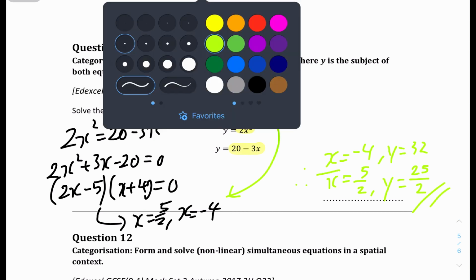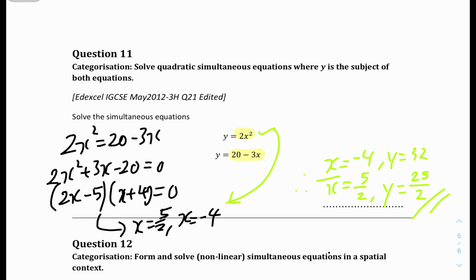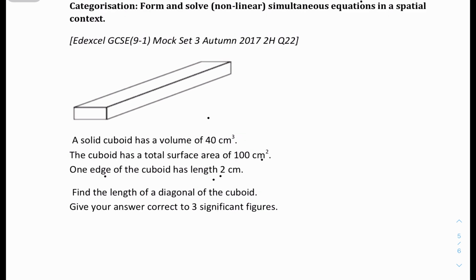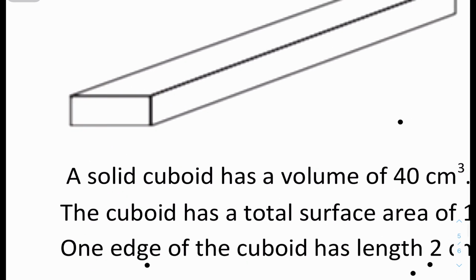Right, and now we'll move on to our last question, which is question 12. A solid cuboid has a volume of 40, and the cuboid has a total surface area of 100 and a length of 2 by 1 edge. So let's give some values. Let's set the edges as A, B, and C, like so. This whole thing has a volume of 40. So ABC is 40.